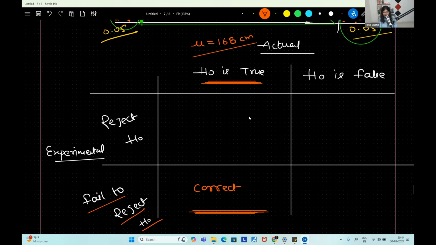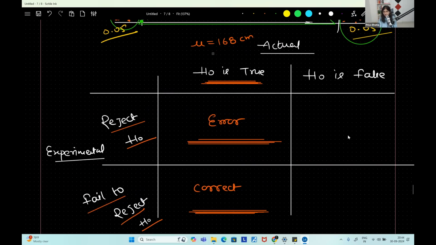What if your null hypothesis is correct, but your experiment rejects it? Is this correct or error? This is an error. Will you guys agree with me? Yes. Same thing, let's apply over here.